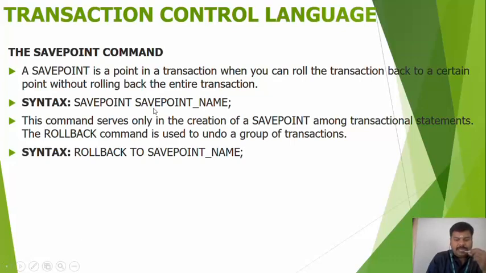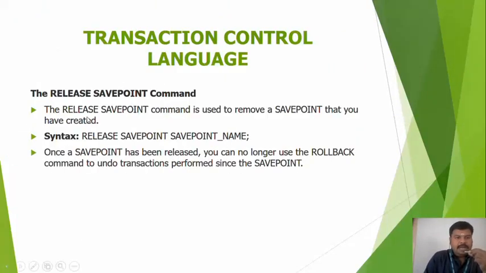Take an example: stage 1, stage 2, commit. That cannot be changed. Then stage 1, stage 2, stage 3, stage 4, save point, stage 5, stage 6. You can roll back to the save point after stage 4. It is very easy. So we will be using the command called save point, then release save point.